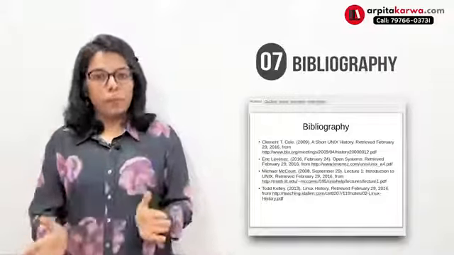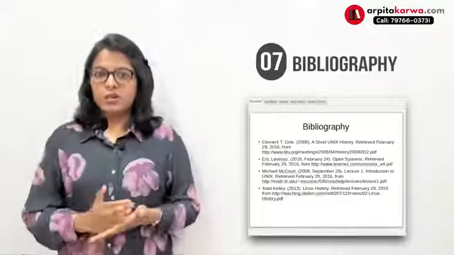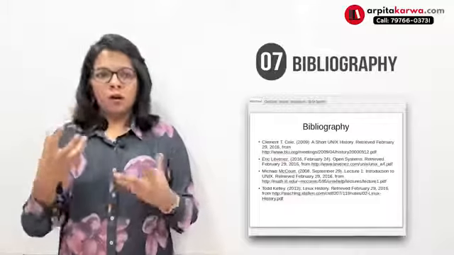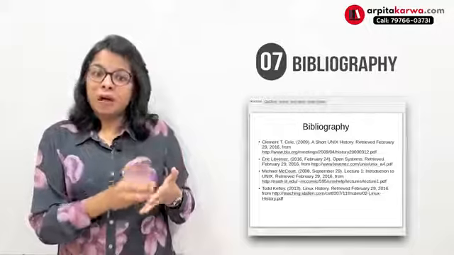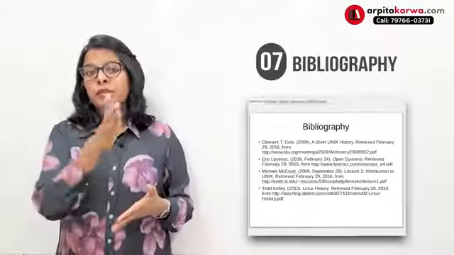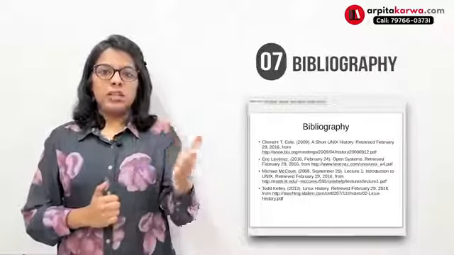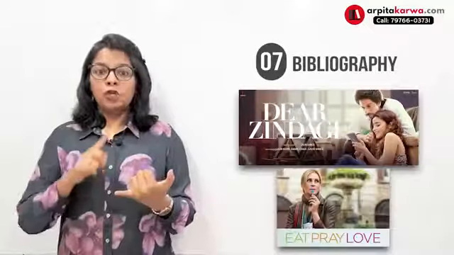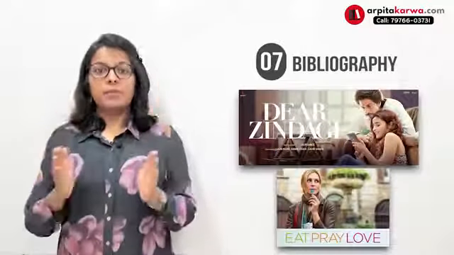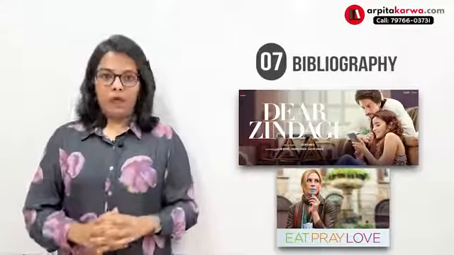Bibliography is divided in two parts. One is primary sources and the other one is secondary sources. In primary sources, you're going to write the books or movies or any work which is the main concern of your thesis. For example, the example that I've taken in this particular video is the criticism of Dear Zindagi and Eat, Pray, Love. So the primary sources which I would write in the bibliography would be the movie Dear Zindagi and the movie Eat, Pray, Love.